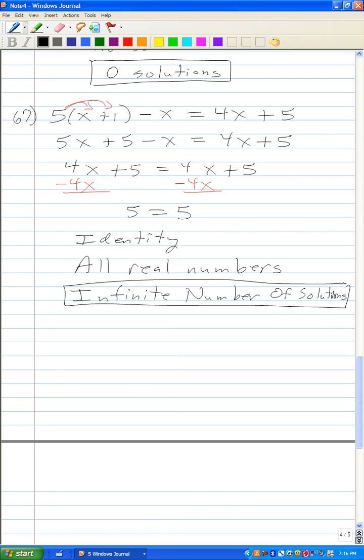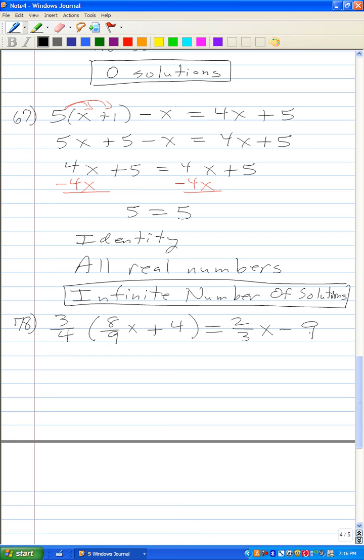Let me do problem number 78. Three-fourths times the quantity 8 over 9x plus 4 equals 2/3 x minus 9.